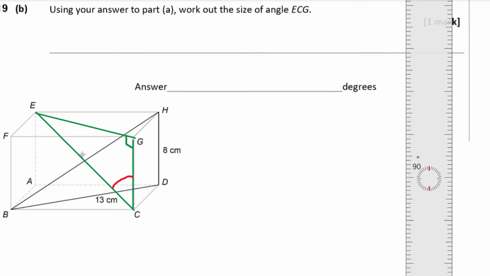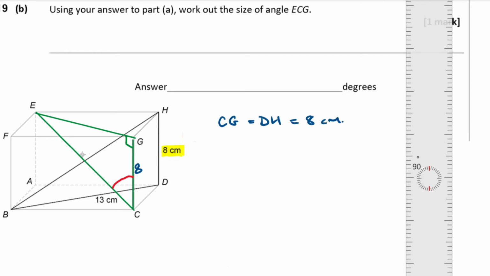Now, do we know anything? Well, we know CG, that's the same as this one here, isn't it? Same as HD. So that's going to be 8. So we can just write that down. CG equals DH, which is equal to 8 centimeters.